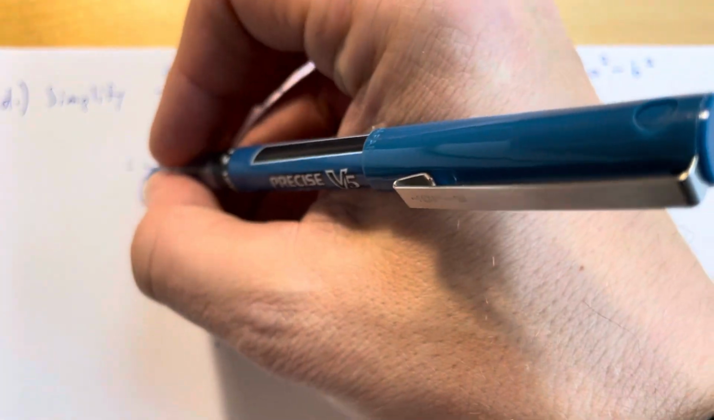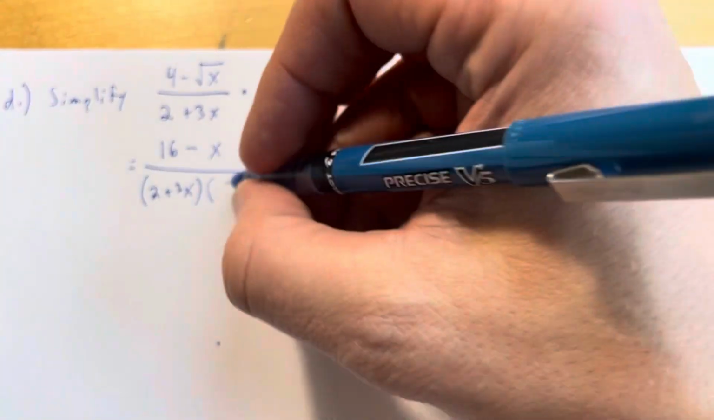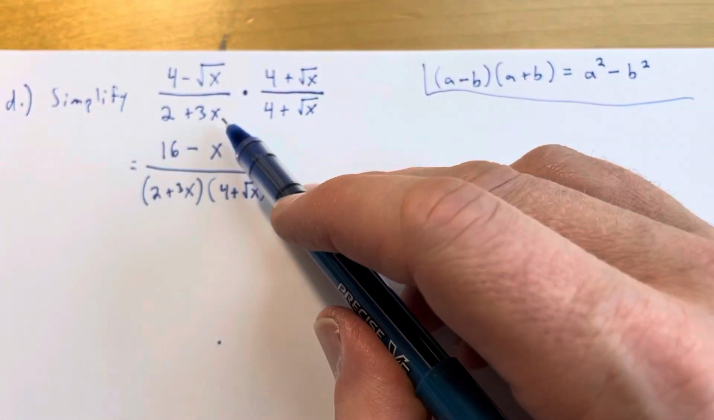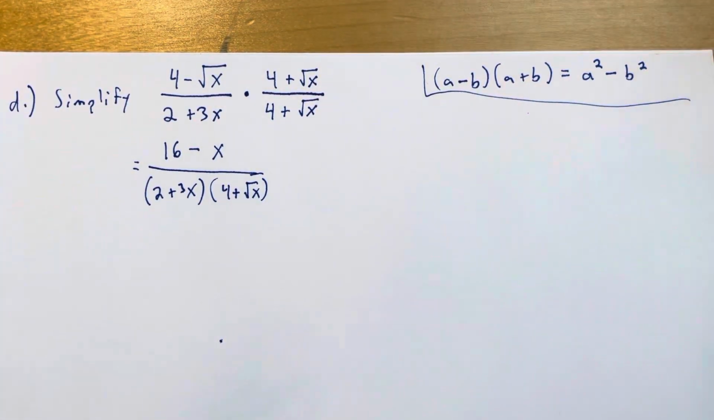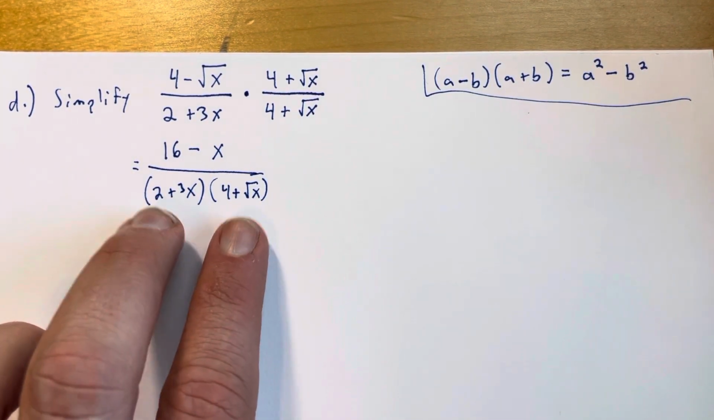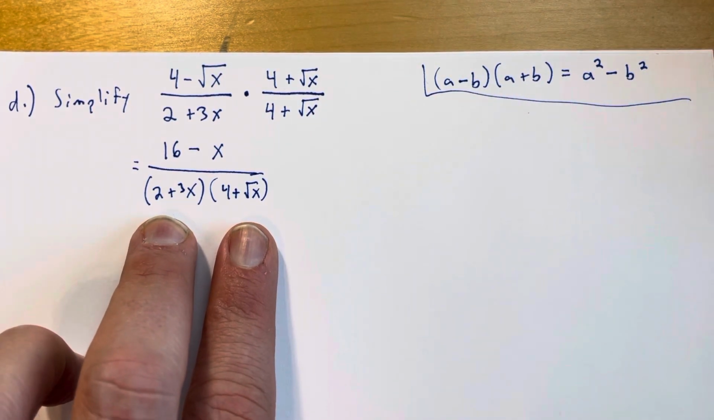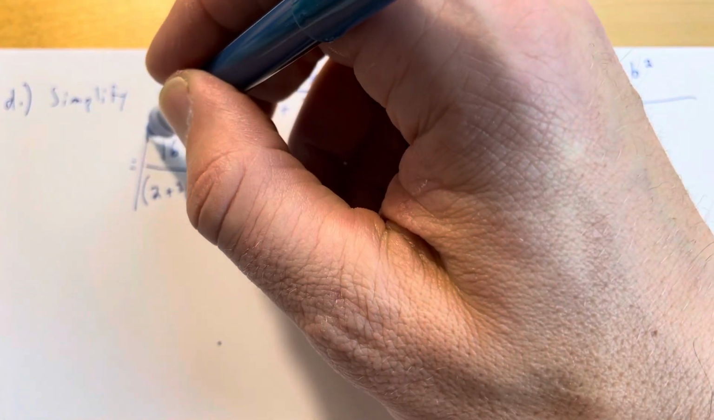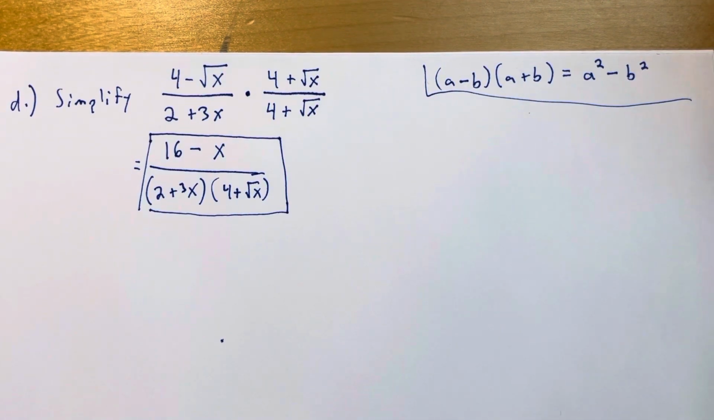Down in my numerator, I have 2 plus 3x times 4 plus root x. Notice what happened down here is I took this expression and multiplied it to this expression, but I didn't actually distribute anything out. I just wrote them as a product. And in fact, I'm going to leave it in this form. If it would help us in a problem to multiply it out, we could, but we're not looking to do that here. The important thing is that we got that radical out of the numerator.